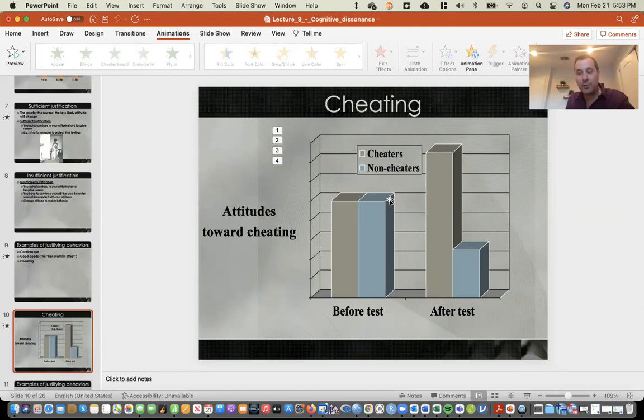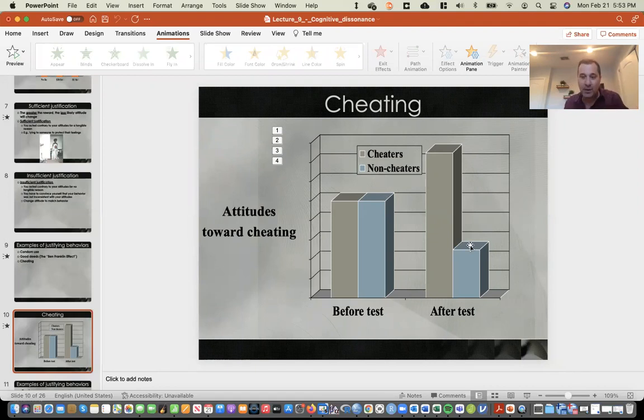And the non-cheaters go through the exact opposite, because the non-cheaters were in a situation where they were able to cheat 5 minutes ago, but they didn't. Well, why didn't they? If cheating's not a big deal, then why didn't they cheat? So they say, you know what, cheating's the worst thing you could possibly do, right? So they get even more negative towards cheating. So what's happening here is people are justifying their prior behaviors.